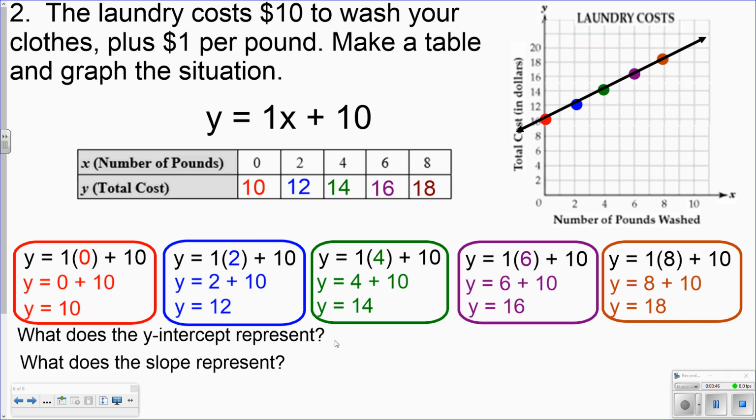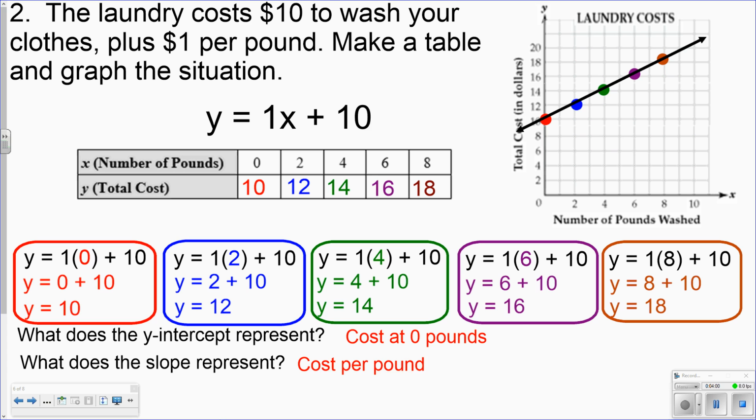What does the y-intercept represent? Well, that's the cost at 0 pounds. That's if you don't even give them anything, but you walk in and you say you want your laundry done. What does the slope represent? That's the cost per pound. So that's an additional $1 for each pound.